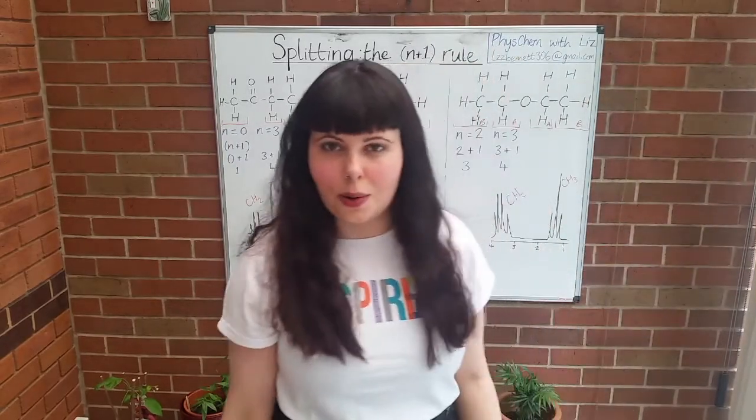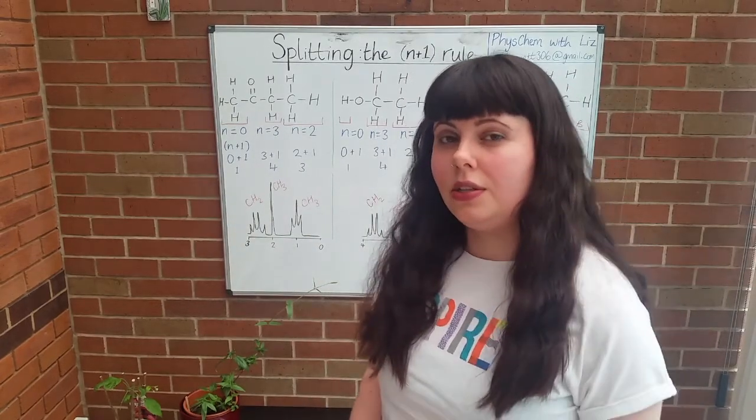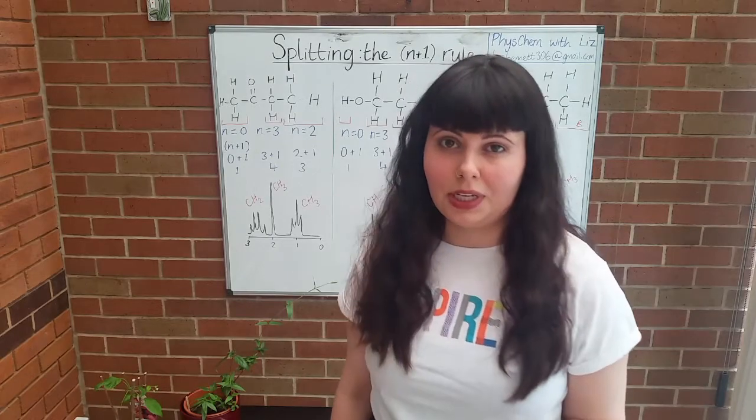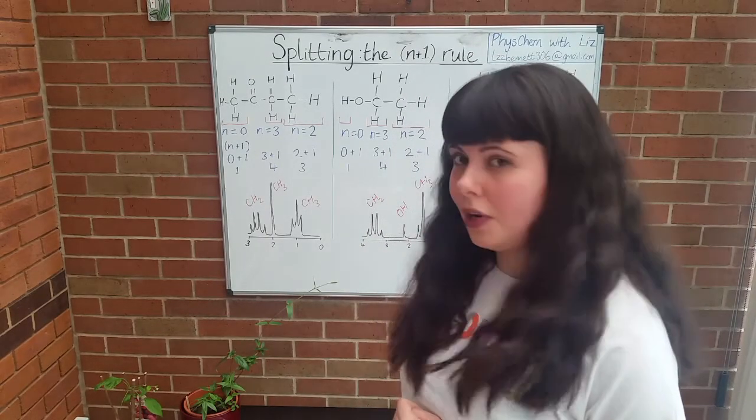In this video, I'm going to show you how to apply the n+1 rule. The n+1 rule states that for a proton with n number of protons attached to an adjacent carbon atom, the number of subpeaks in a splitting pattern is equal to n+1.